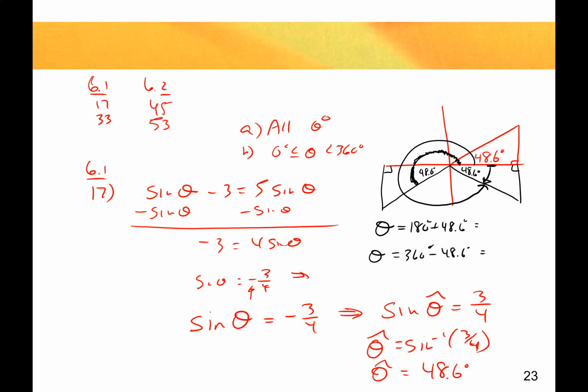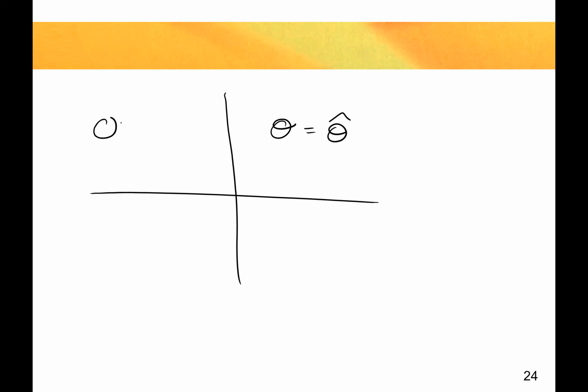Real quick, just to give us the relationship between them. Annette, is that good for that one? Okay, quick relationship between reference angle and angles. In quadrant 1, theta is equal to theta hat. All good? In quadrant 2, theta is equal to 180 minus theta hat.